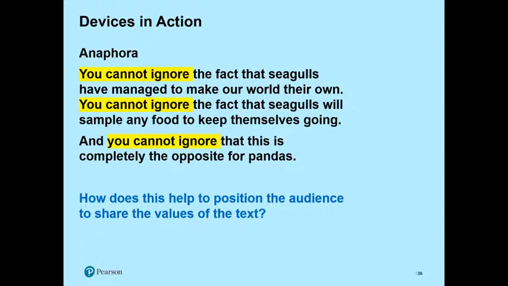Now, obviously, you can see that there are three of those. So that's, again, a triadic or a tricolonic structure, magic three, rules of three, triples, whatever you call them. And this is the thing with some of these devices. They don't exist in isolation. You know, a triadic structure or an anaphora can be the same thing.